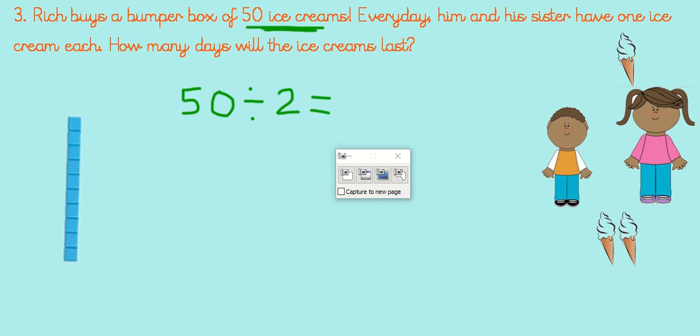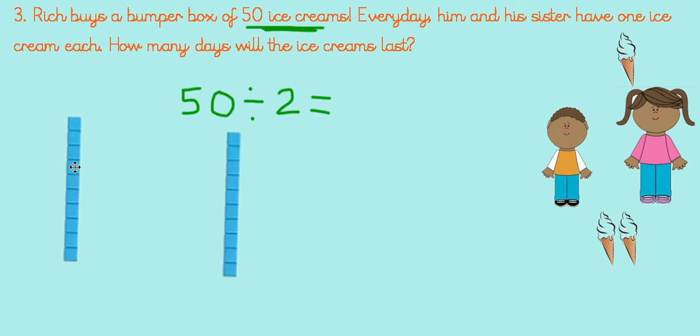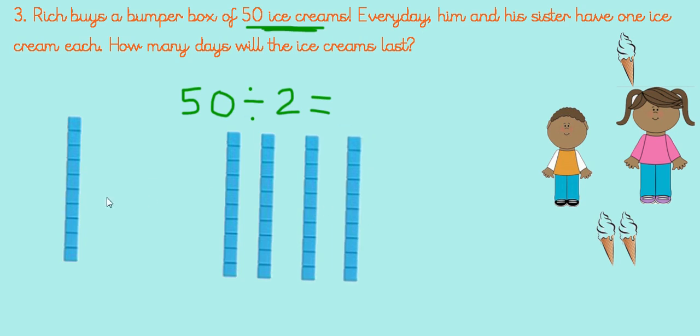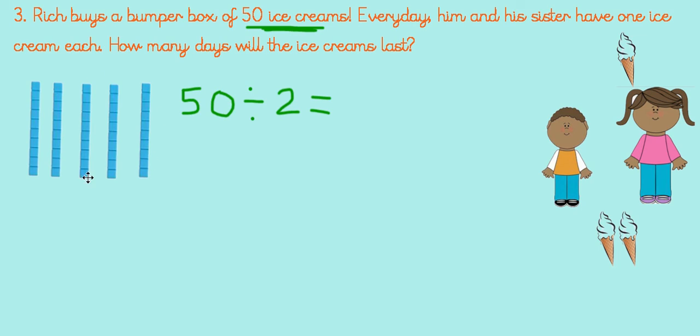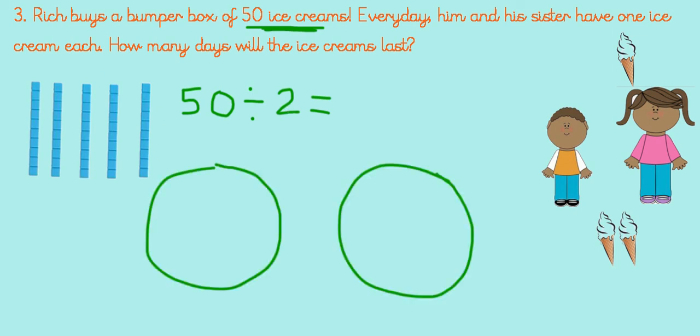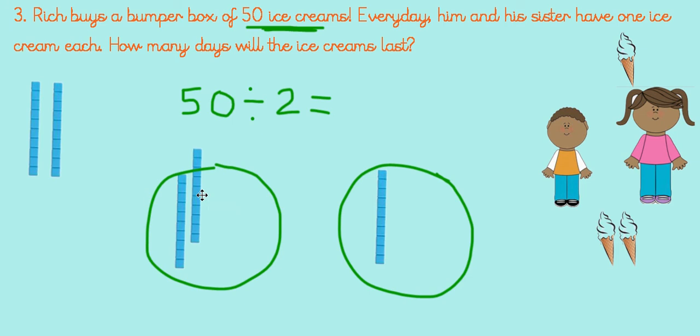Okay, so I've got some Deans here. How many 10s do I need to make 50? 5, don't I? 1, 2, 3, 4, 5. So there's my 50, and I want to share it between 2, don't I? Okay, why don't I share out some of my 10s? 1 for this group, 1 in here, 1 in here, 1 in here.